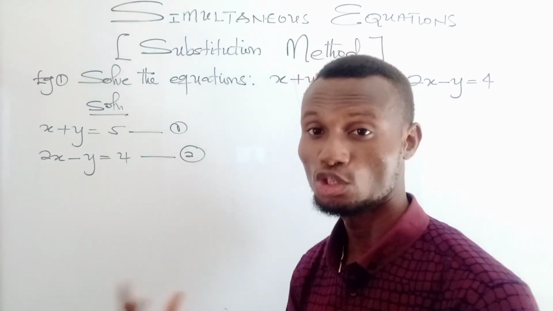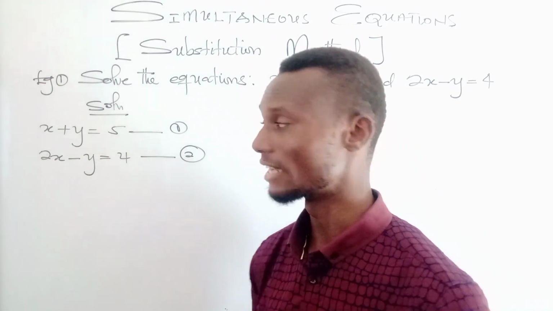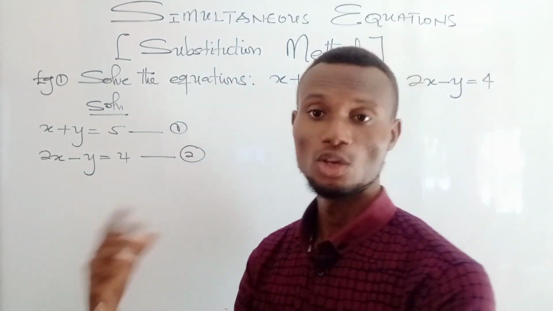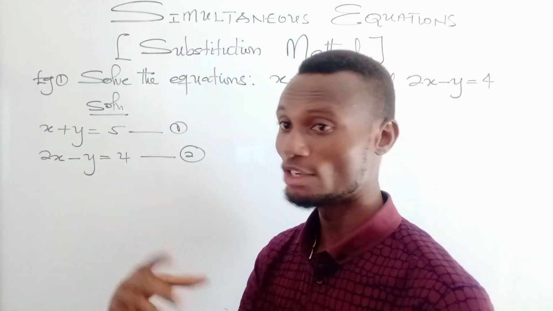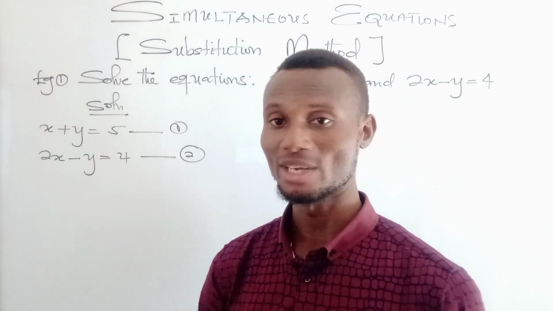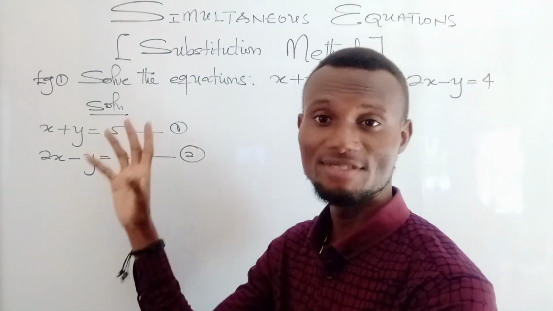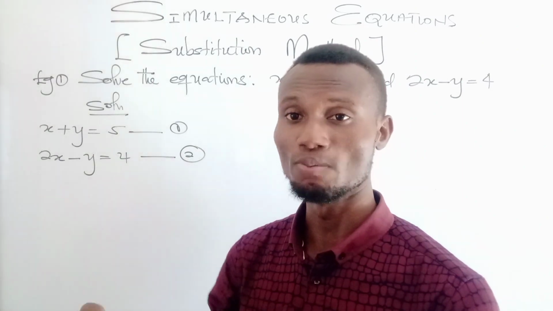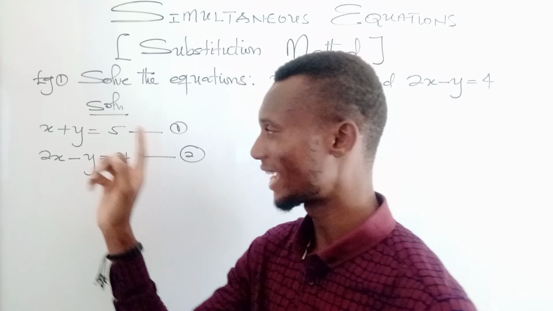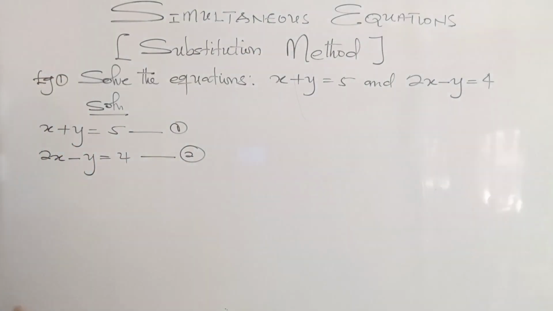Someone can choose to make y the subject from equation 1, you get the same answer. Someone can also choose to make x the subject from equation 2, you get the same answer. Or the person can choose to make y the subject from equation 2, we are still going to get the same answer. So from any of the given equations, we can choose to make any variable the subject, and I'm going to choose to make x the subject from equation 1. So let's go ahead and do that together.